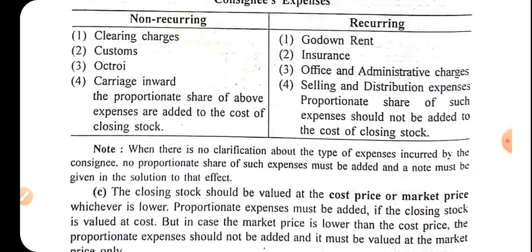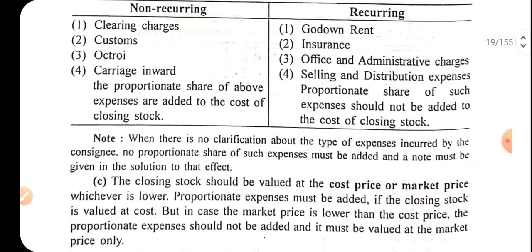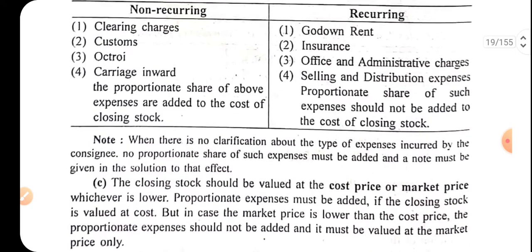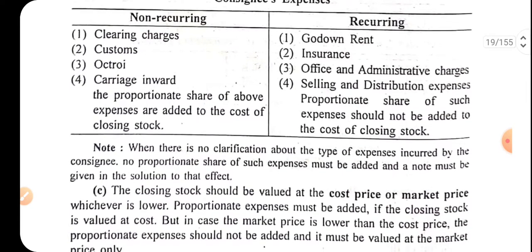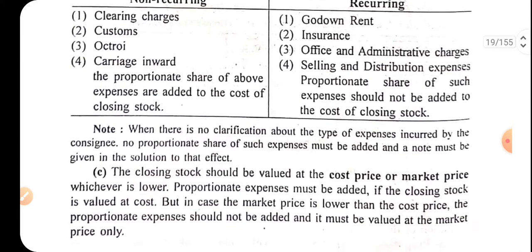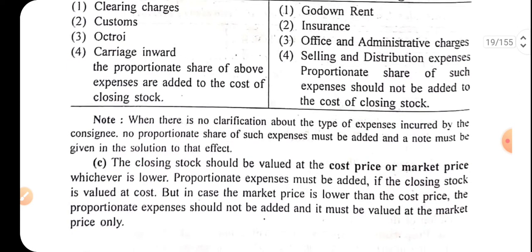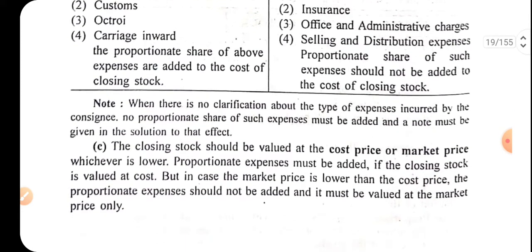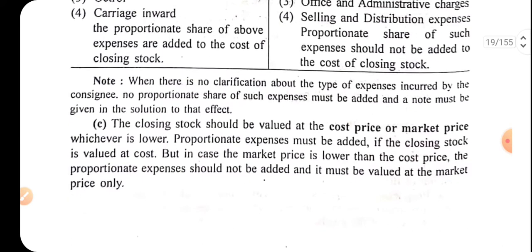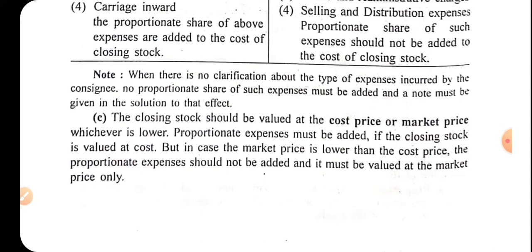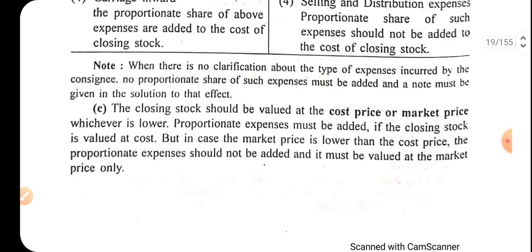It means clearing charges, customs, octroi and carriage inward are non-recurring expenses that need to be included in the calculation of proportionate expense of the consignee, while recurring charges like godown rent, insurance, office and administrative expense, selling and distribution, and so on, are not to be taken as proportionate expense of the consignee.